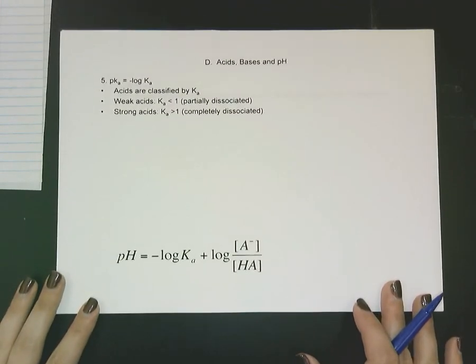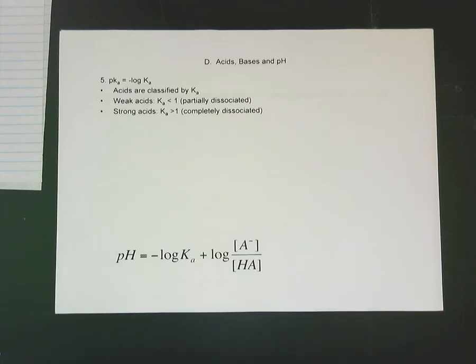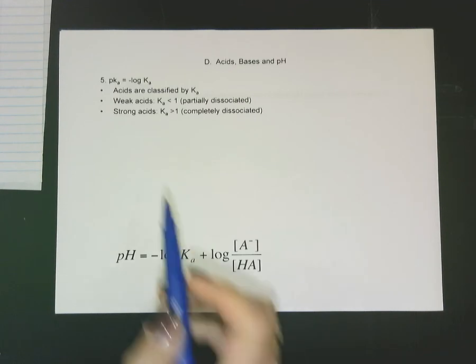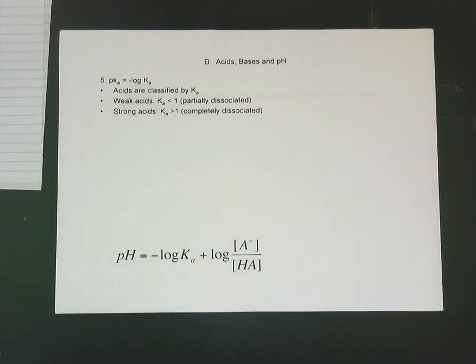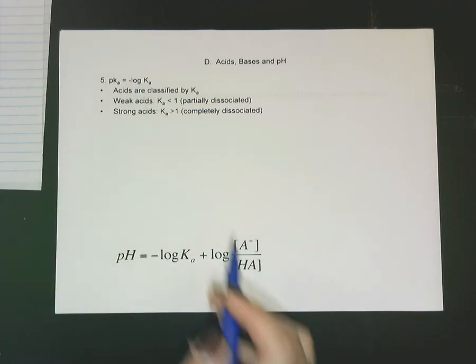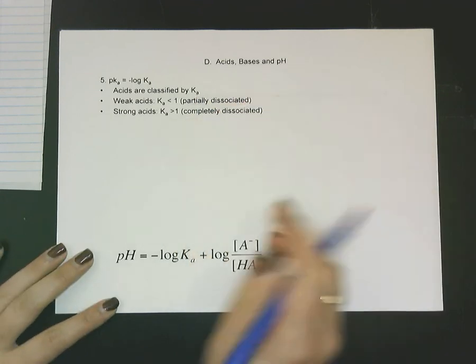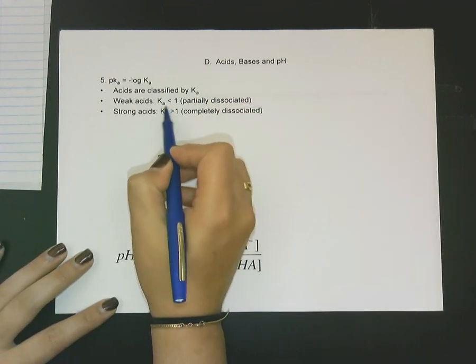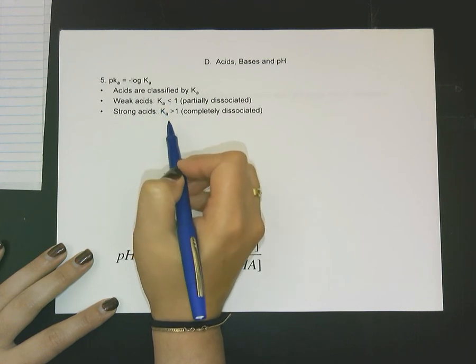All right, pKa, in a similar vein to pH, where that P means negative log of the thing I'm going to say next. So pKa is the negative log of Ka. All acids are classified by the Ka, like we just said. Weak acids have Ka's less than 1, right? There's no Ka equal to 0. So you're either less than 1 or greater than 1.